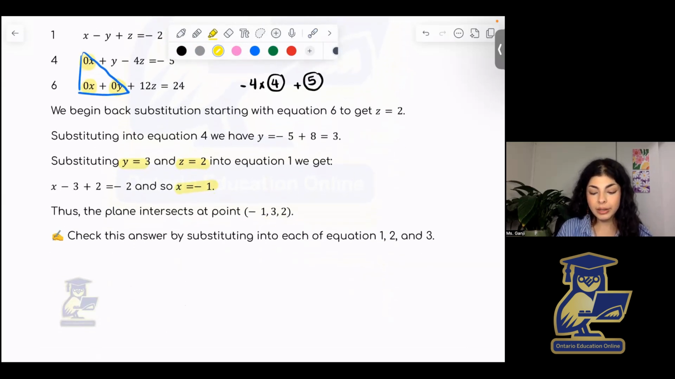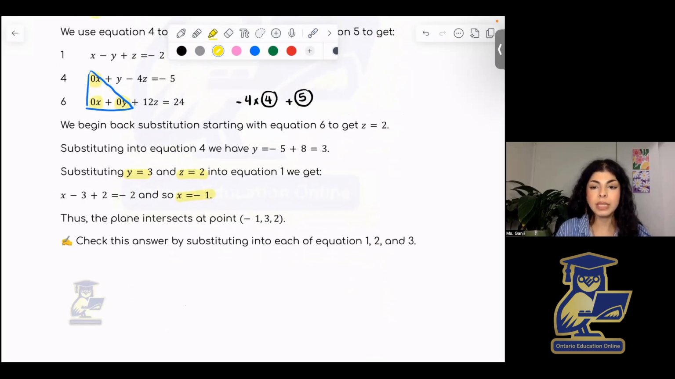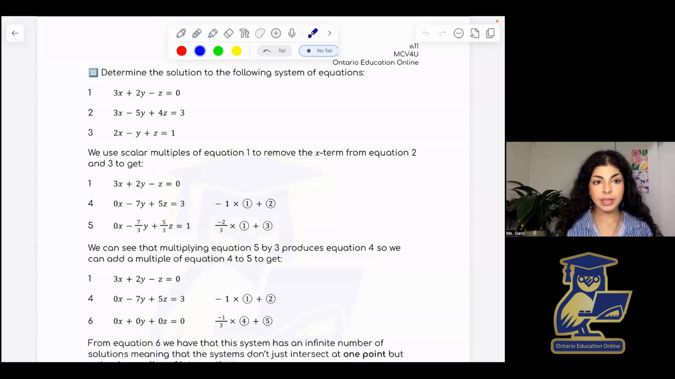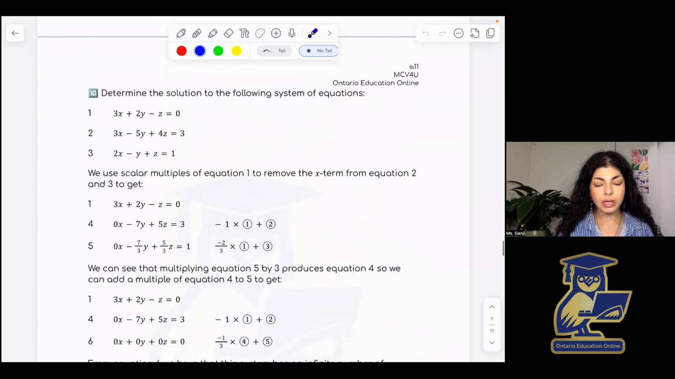You do have to do one extra step here as well. Again, I'm skipping it for the sake of time, but you will substitute these values back into your first equations here for each of the planes and see that you will get negative 2, negative 9, and negative 2 respectively. And so you can conclude that this point is on all three planes, and so it is a point of intersection for them.